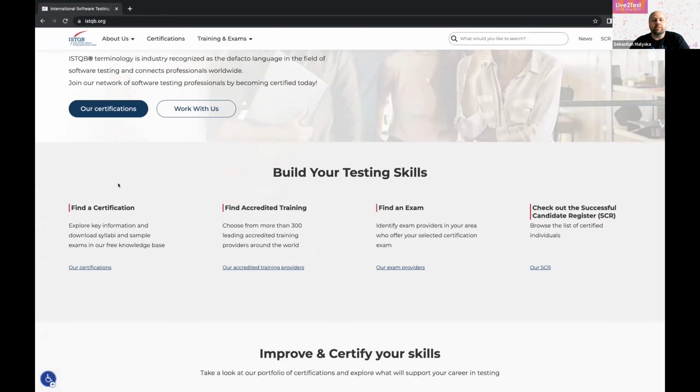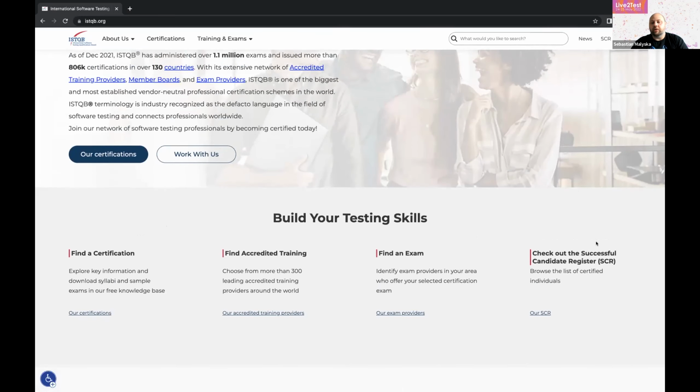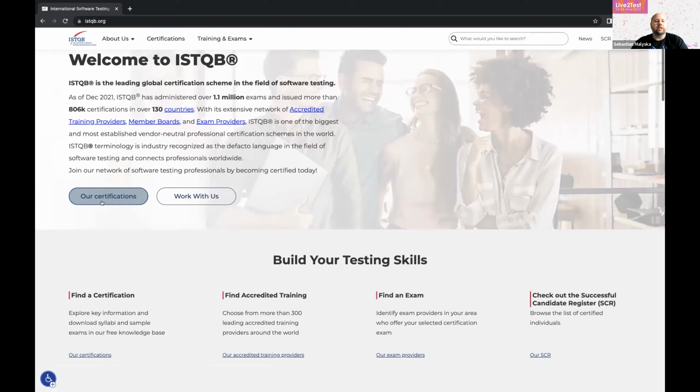And this is in four steps: find the certification you're interested in, find the training, find the exam. And please, please, please do not forget to be part of SCR. SCR is a kind of database where all ISTQB certificate holders can be listed. This allows employers to check your certificate, whether it's valid or not. So it was very important to show in four simple steps how to get there.